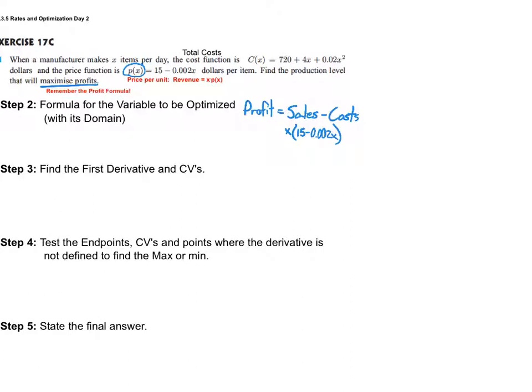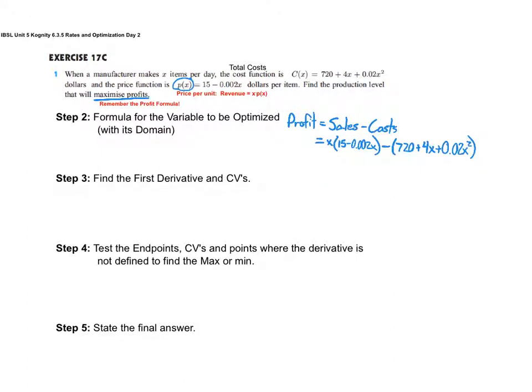Then we subtract the costs, the cost function that we have up there. So minus 720 plus 4x plus 0.02x squared. And notice now we have our profits, capital P I'll use, as a function of x. Does that make sense? So sales or revenue is the number of items times the price per item. The cost is what we were given.